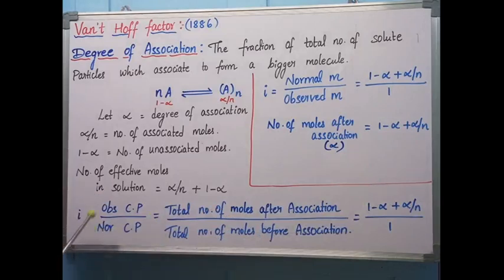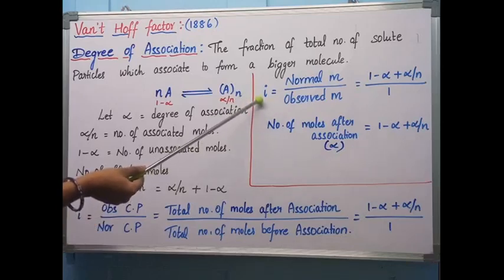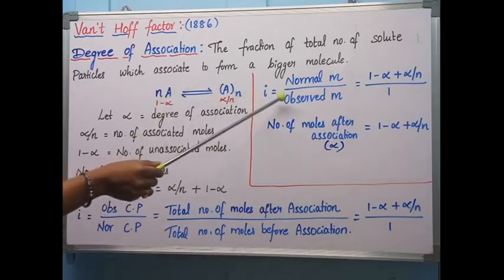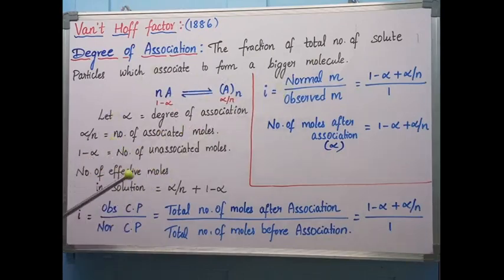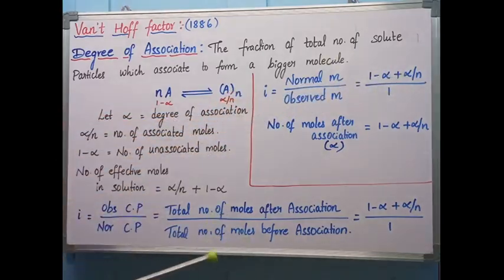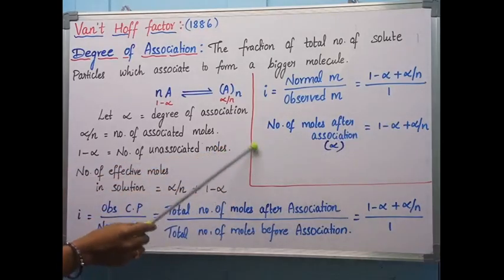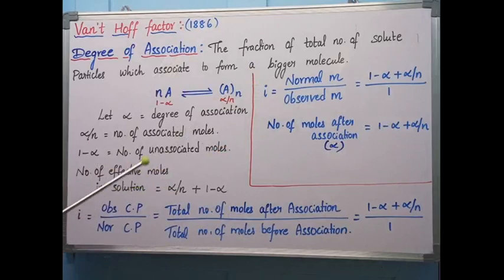From this we know molecular mass is inversely proportional to the colligative property. So this value will become reversed: normal molecular mass by observed molecular mass for the Van't Hoff factor for molecular mass. So i equals normal molecular mass by observed molecular mass equals 1 minus alpha plus alpha by n, by 1. So the total number of moles after association equals 1 minus alpha plus alpha by n. That means by using the Van't Hoff factor, we are calculating the total number of moles of associated particles in a particular solution.